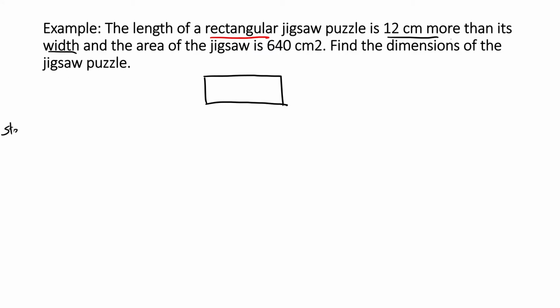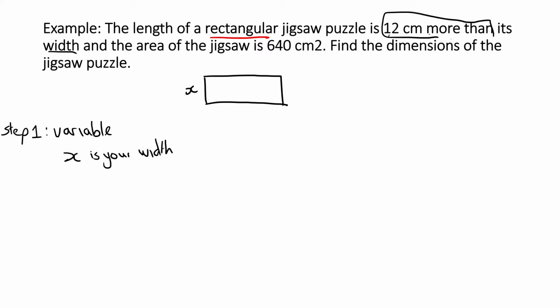So step 1, your variable I would call x, is your width. They don't tell us what the width is, but they tell us the length. So your width is x over here. And then your length is 12 more than your width, so your length over here is x plus 12. Okay, last bit they tell us is the area is equal to 640 centimeters squared.